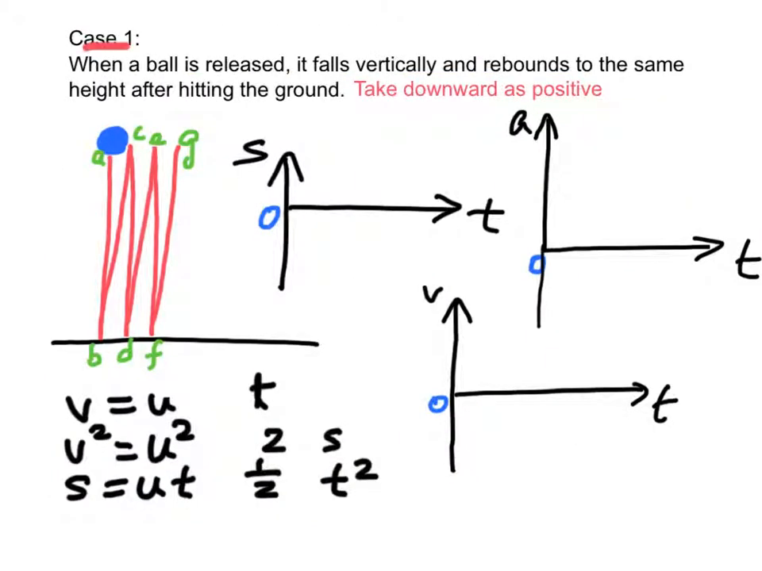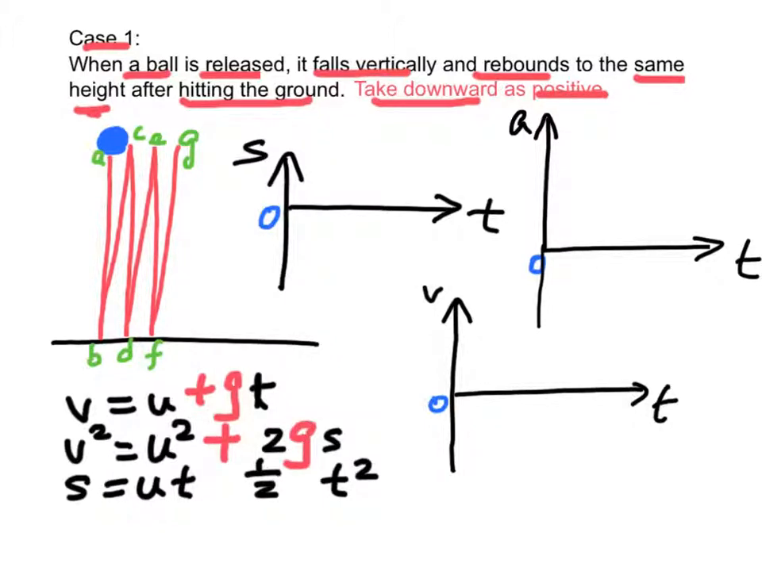Case 1. Let's consider a ball released. It falls vertically downward and rebounds to the same height after hitting the ground. If we take downwards as positive, then the equations of motion during free fall are v equals u plus gt, v squared equals u squared plus 2gs, and s equals ut plus half gt squared.